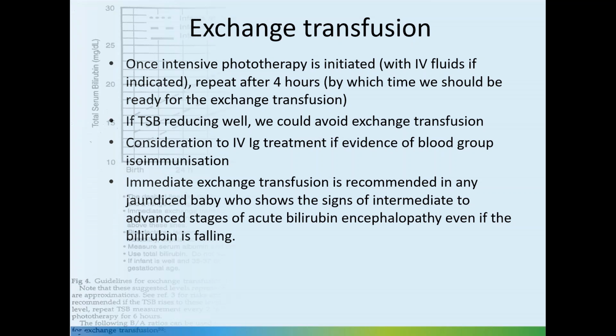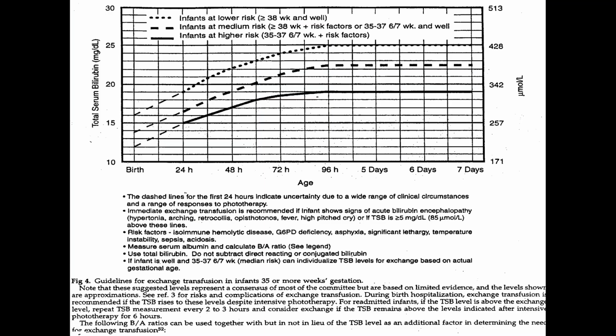So this is the exchange chart from the American Academy, and most of the exchange guidelines are based on consensus recommendations. If it is showing a declining trend and the baby is neurologically normal, you can wait and observe a little more before you perform it, because exchange transfusion has significant impact on the baby, both in the short and long term.